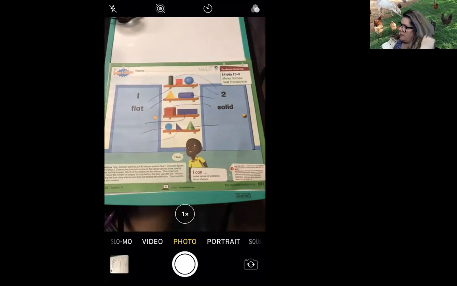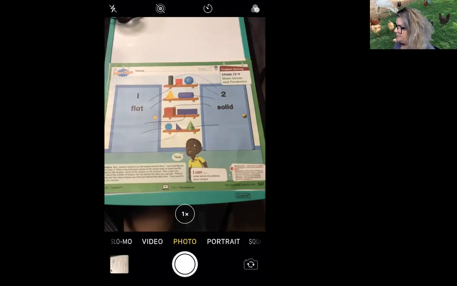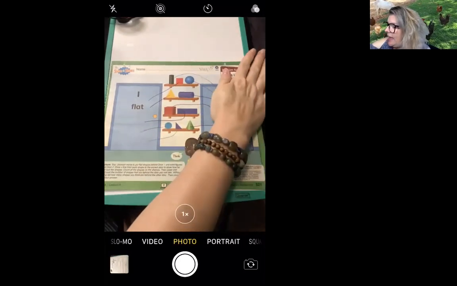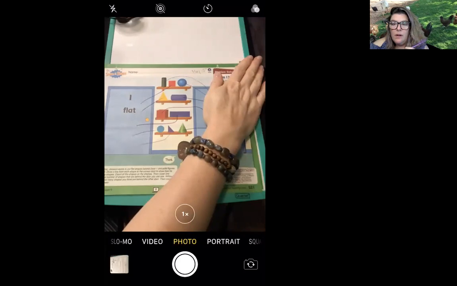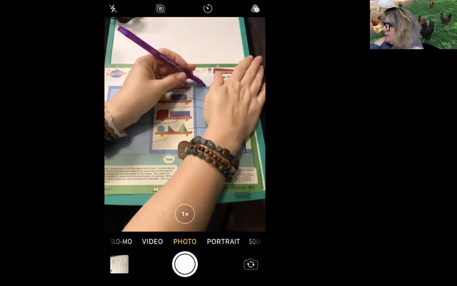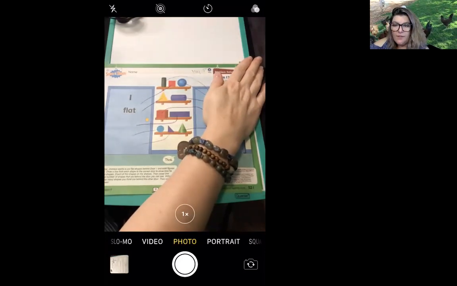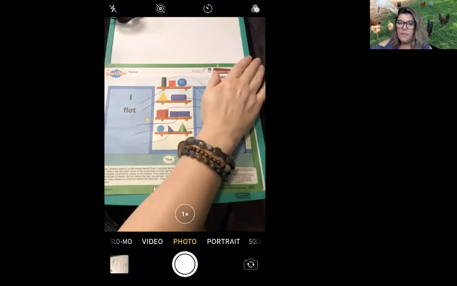Now it says we're going to cover up one of the doors and count the number that are behind that door. So let's cover up solid. How many shapes are solid? Well, I can count my lines here. I have 1, 2, 3, 4, 5. Five of the shapes on the shelves are solid.